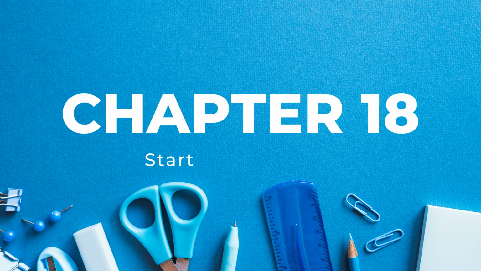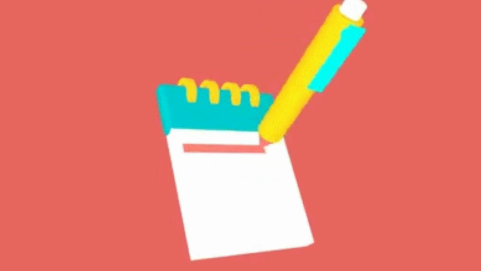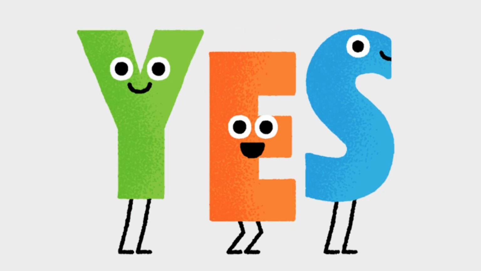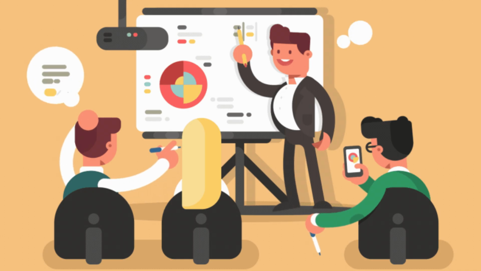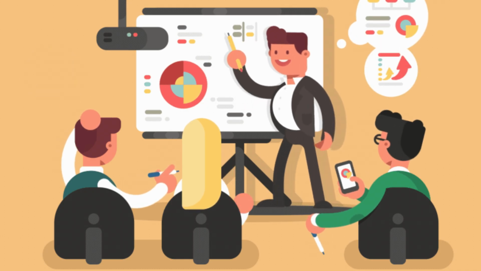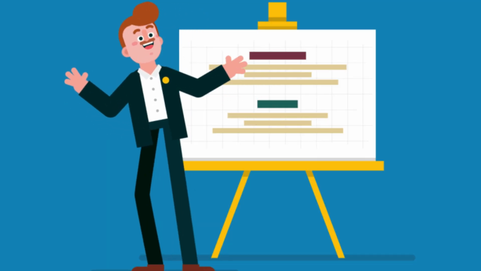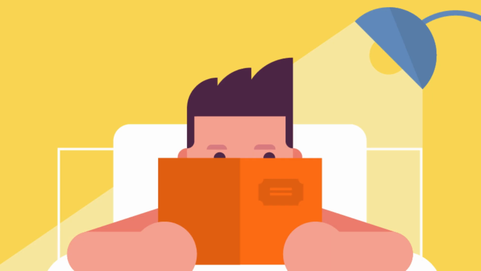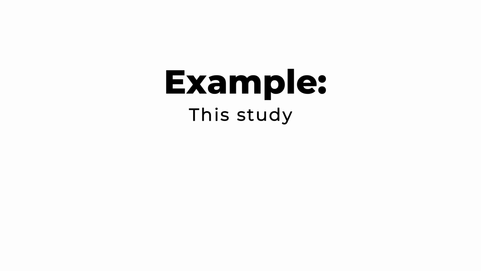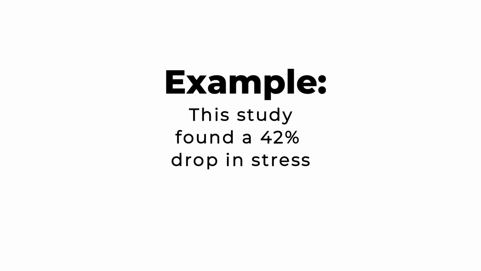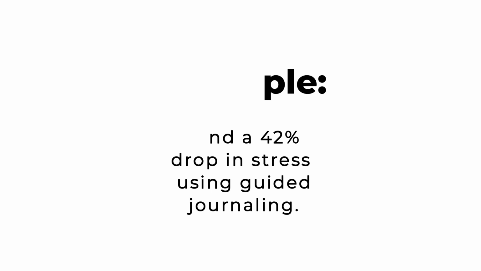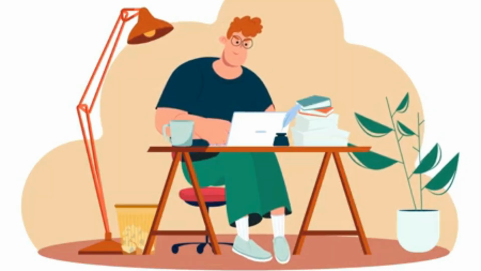Chapter 18. Start with the end. Start your abstract with the ending. Yep, it works. Grab attention by stating your key result first, then explain how you got there. It flips the script and gets readers invested. Example: this study found a 42% drop in stress using guided journaling. Then go into methods and background.